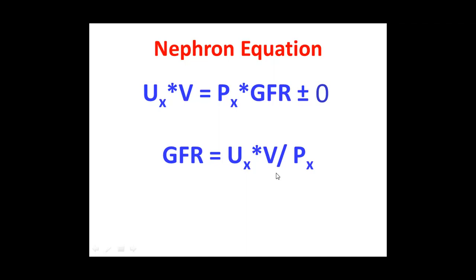It is freely filtered, but it is neither reabsorbed nor secreted. It remains completely unprocessed during its tubular passage. If we find such a substance and inject it into the person and measure the respective values, Ux, Px, V, and so on, by knowing the concentrations of that substance in plasma and in urine, we can measure out the GFR.